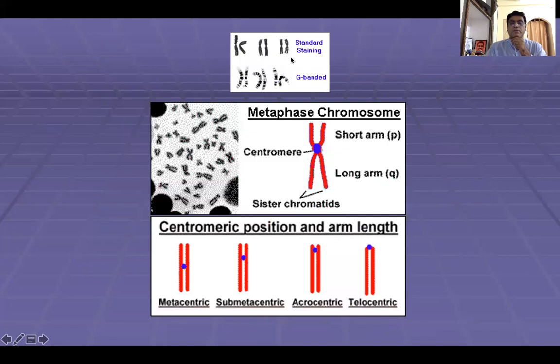Here you can see the structure or types of chromosomes, and understand with standard staining how the chromosomes appear, and with G banding how they appear, and you can see the parts, and these are otherwise termed as sister chromatids also. And based on centromeric position and arm length, these are classified as metacentric, submetacentric, acrocentric, and telocentric.